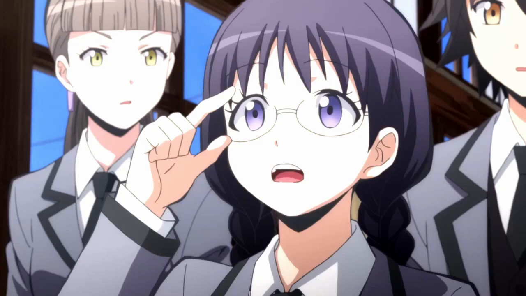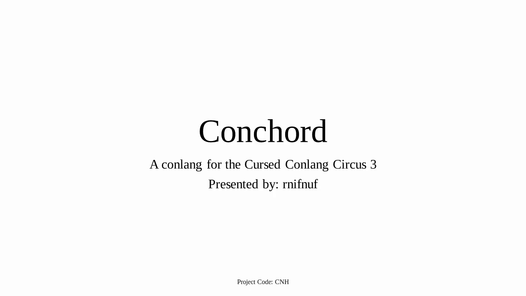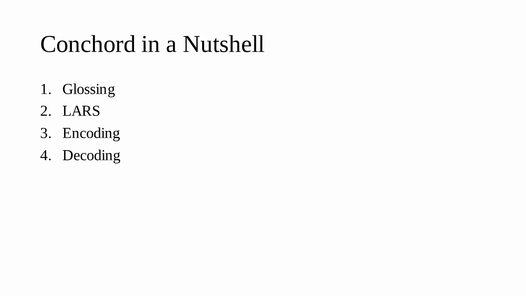Now, you don't need a background in mathematics, computer science, music theory, and political science to understand this showcase, but it would help. Fundamentally, there are 4 steps to expressing meaning in the Conchord language: glossing, LARS, encoding, and decoding.